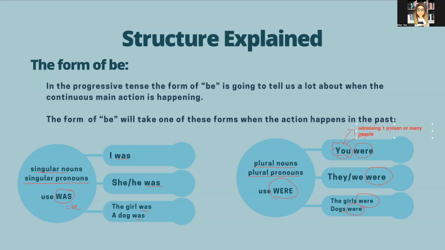So even though there are cases where it's still addressing one person, doesn't matter. We always use were anyways. So even though at first it might seem confusing, that's why this follows that rule.